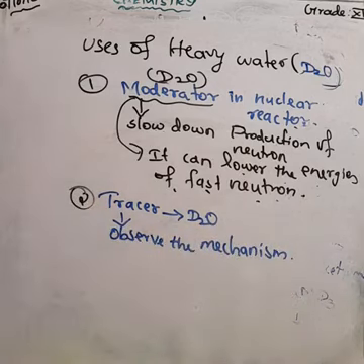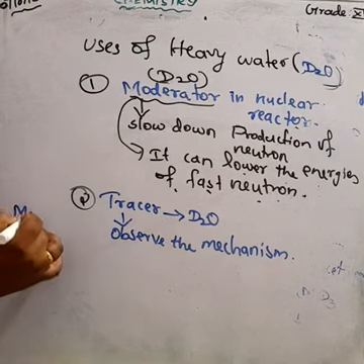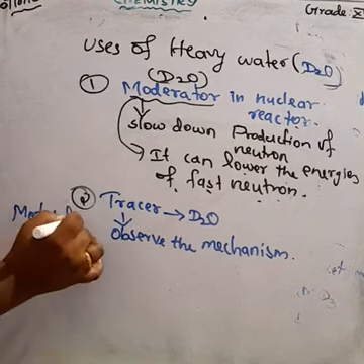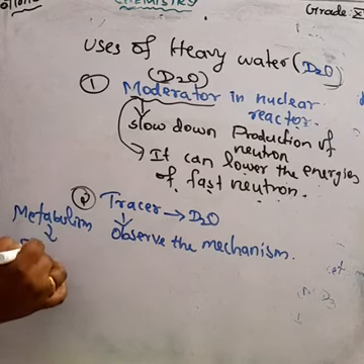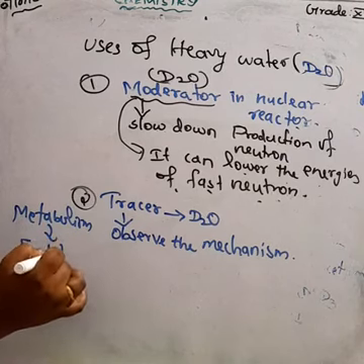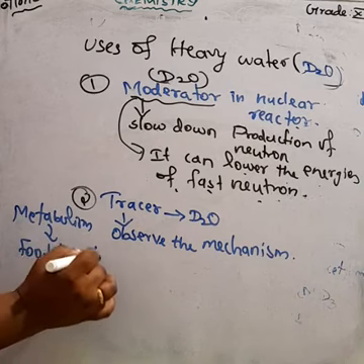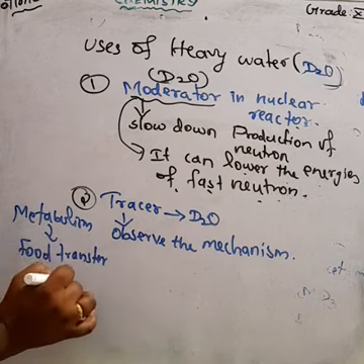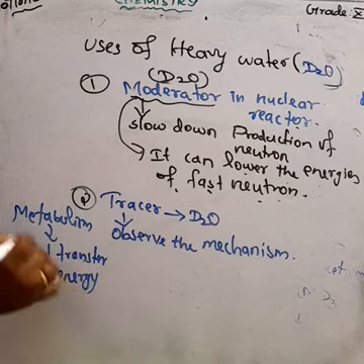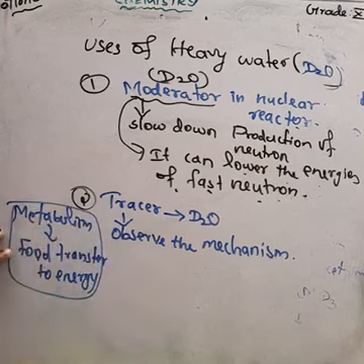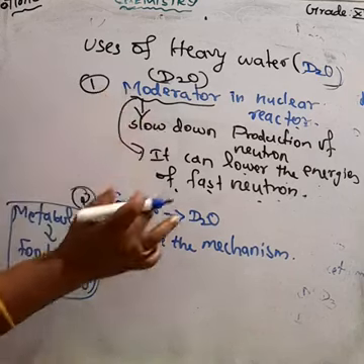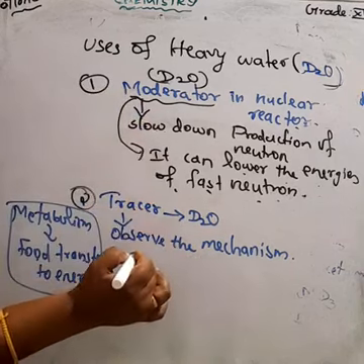What do you mean by metabolic reaction? The reaction that takes place in living things. Metabolism means the process of breaking down our food to energy. That is called metabolism. So in the mechanism of metabolic reactions, heavy water is used as a tracer.